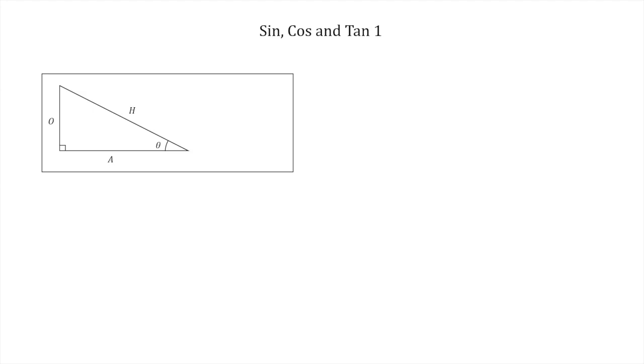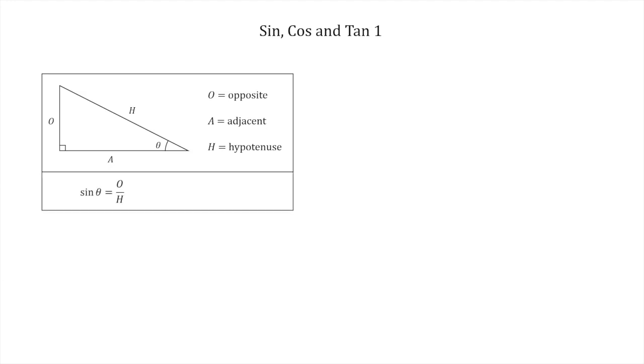It's the side opposite the right angle. It's the longest side in the triangle. It's always the hypotenuse, and the other two we define relative to theta: adjacent and opposite. I'm just going to remind you what these are. O is opposite, A is adjacent, and H is hypotenuse. And with this setup, we can define how we use sine, cos, and tan.